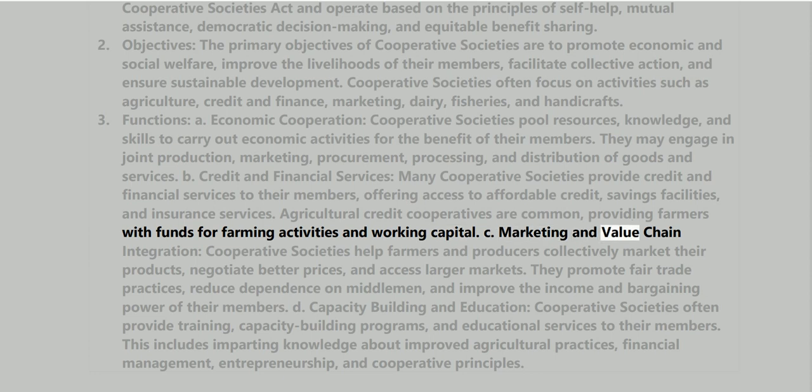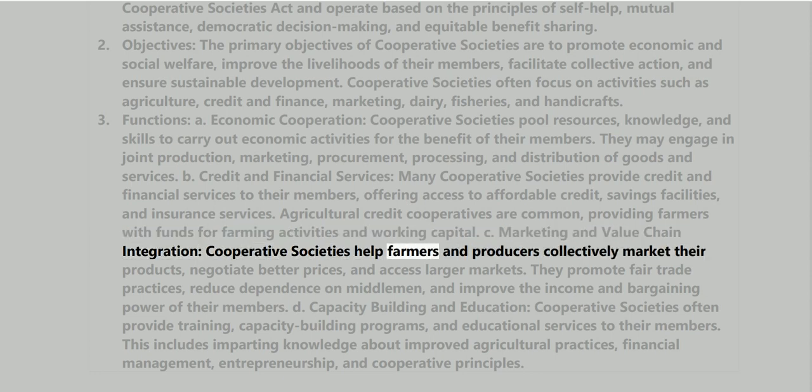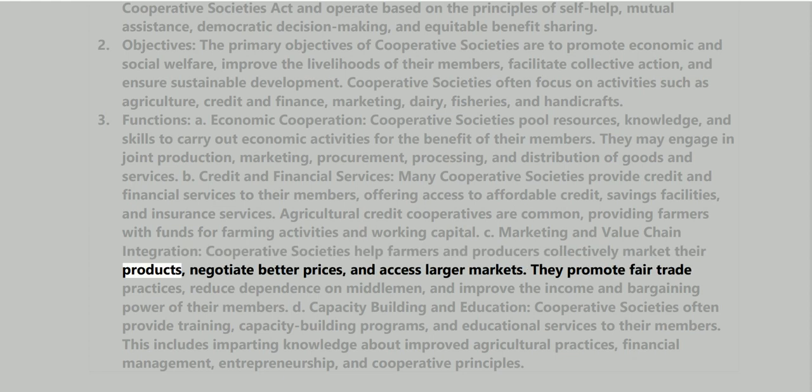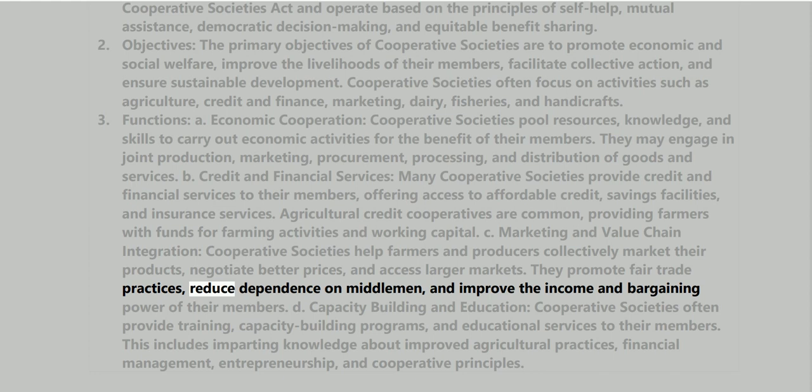C. Marketing and value chain integration. Cooperative societies help farmers and producers collectively market their products, negotiate better prices, and access larger markets. They promote fair trade practices, reduce dependence on middlemen, and improve the income and bargaining power of their members.